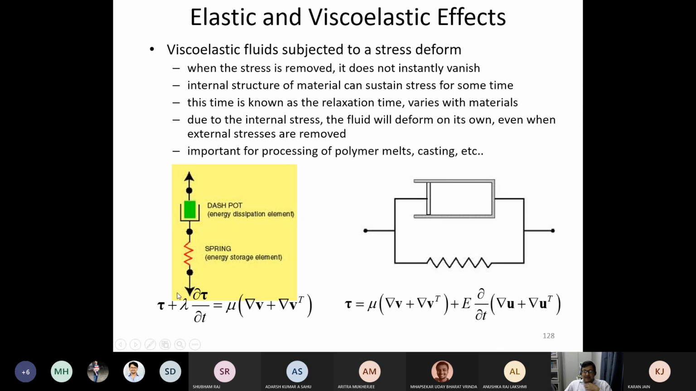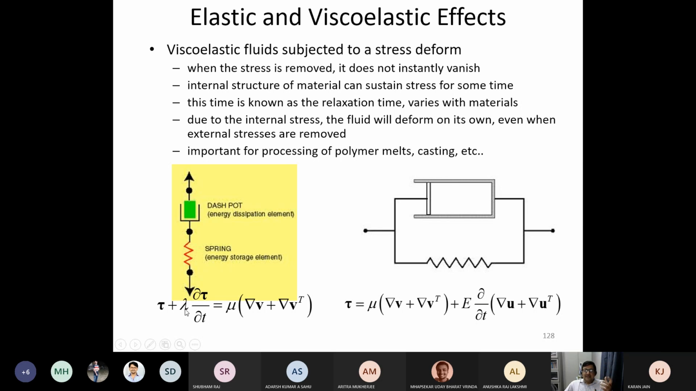Okay, where lambda, the unit is second, and this lambda is called the relaxation time. And this lambda is nothing but mu by E. Mu is what? Pascal second. E is what? Pascal. So mu by E is what? It is second. So lambda is second. This is the relaxation time.